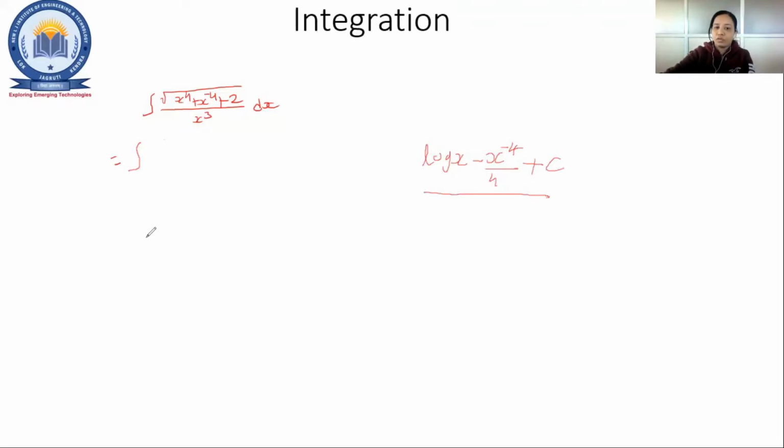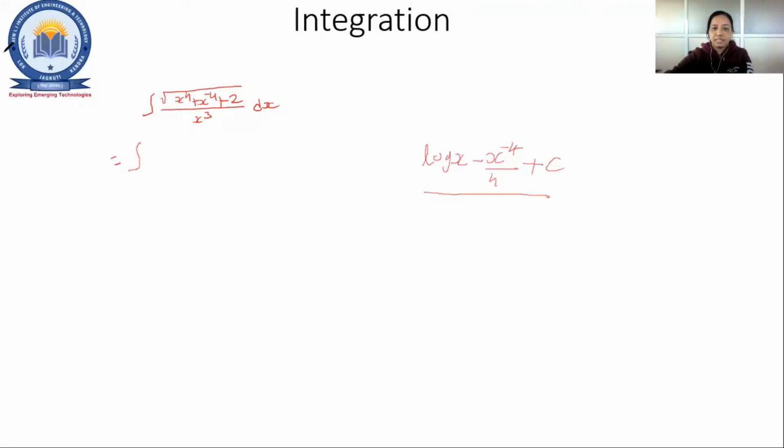Many of you have written, or maybe one or two students have WhatsApped me, an answer that is not in simplified form, because when you write x square by something plus or minus x raised to 6 by something, that is not a simplified answer.